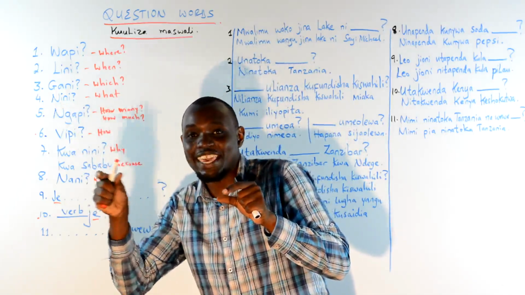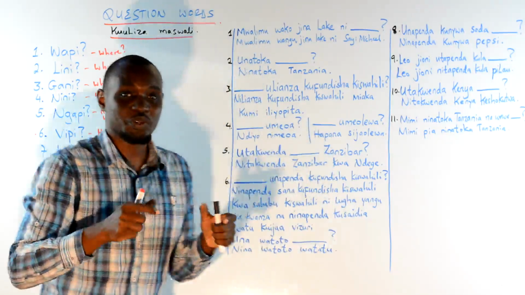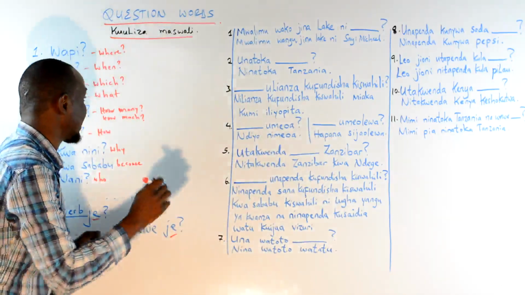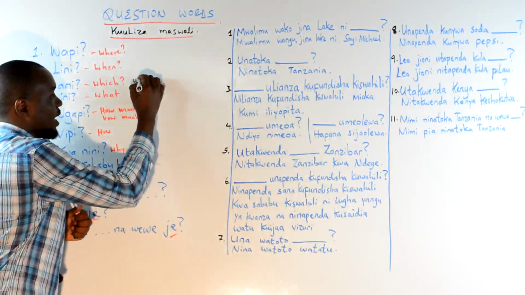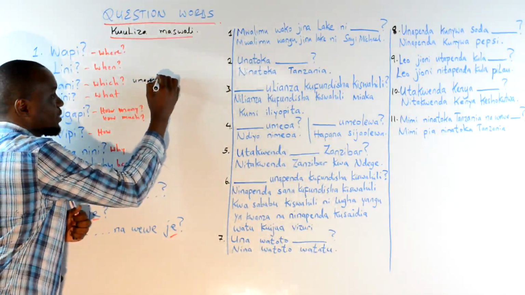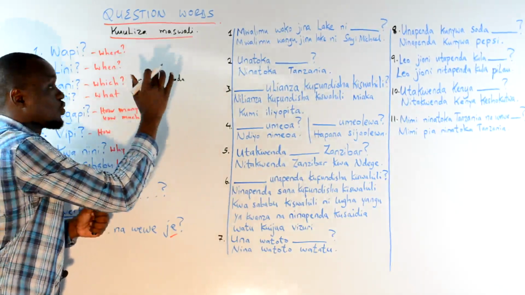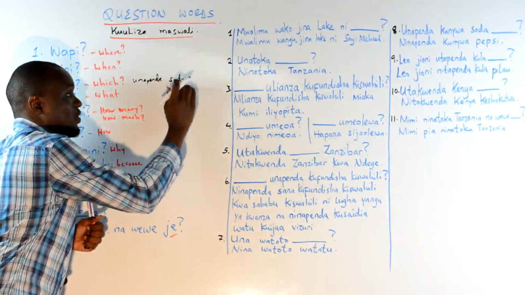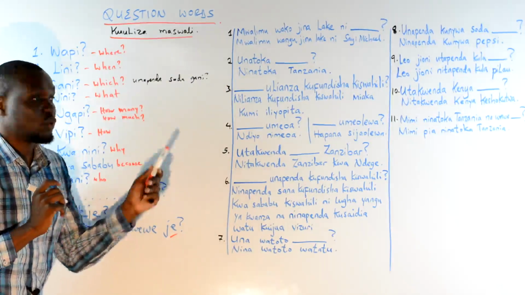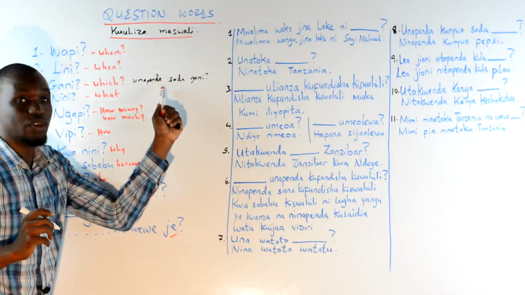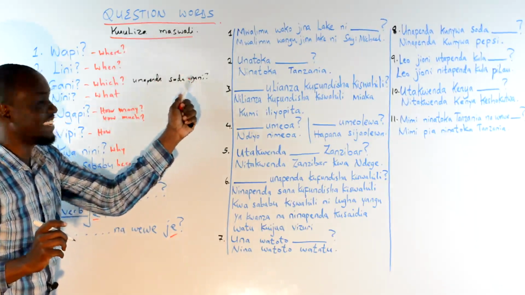Soda, you are saying soda, so soda is there to show that that is the noun. So a sentence like that, what soda do you like? It will be una penda soda. Soda is the noun. So after the noun is gani. You see? What soda do you like? You are saying what in English, but in Swahili it is gani.